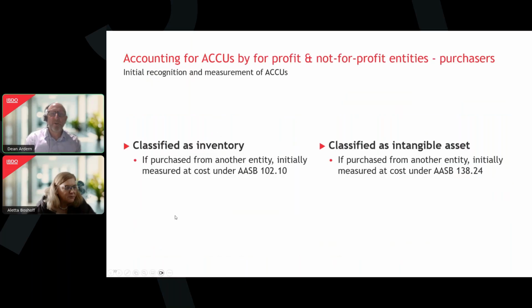Best bit of advice I always think when I'm thinking about accounting, and it's a thing I do for myself to make sure I don't make mistakes, is I remind myself: who's the entity? Are they for profit or not for profit? And have they got an accounting standard that applies to them specifically as a for profit or not for profit? Or are there requirements in the accounting standards that apply to them differently if they're for profit or not for profit? So we start with the idea that we classify these assets as either inventory or intangibles.